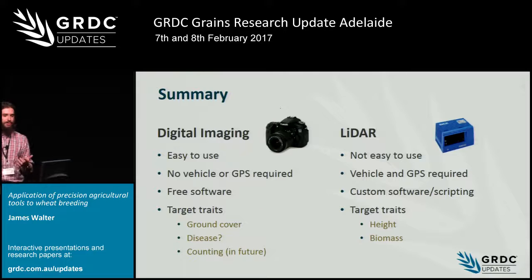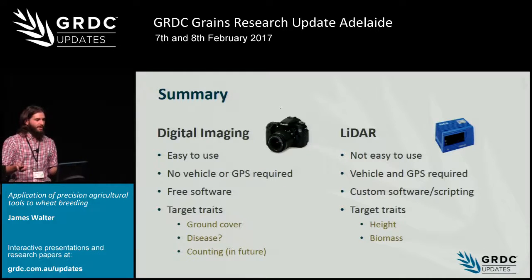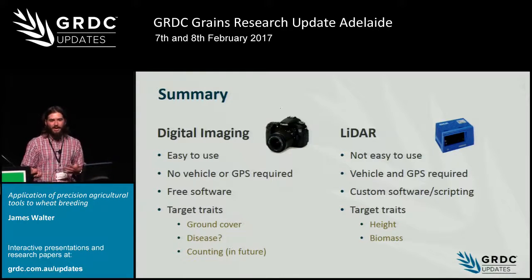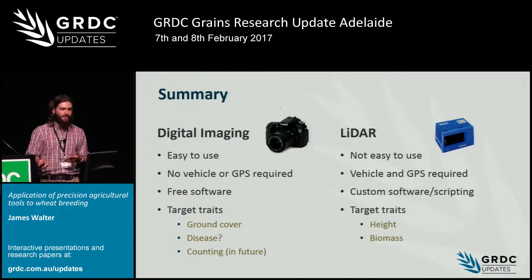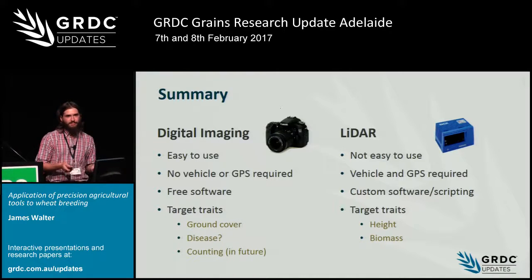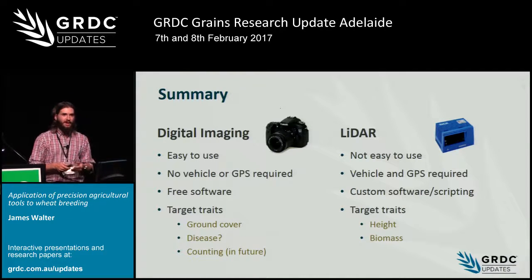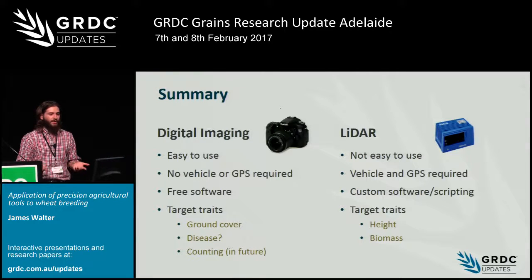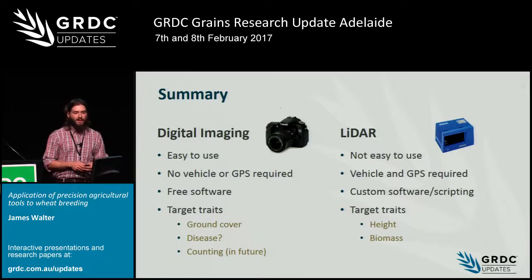So I guess just a short summary on that. I've been looking mainly at the digital imaging and the LiDAR. So the digital imaging and cameras, they're easy to use. Even though I have it on a tractor, you don't have to. You can use it on foot. You don't need GPS or anything. You can do all of that analysis with free software, which is really good. And you can look at traits like ground cover, potentially disease, and also in future we're working towards things like counting objects, so heads and plants.